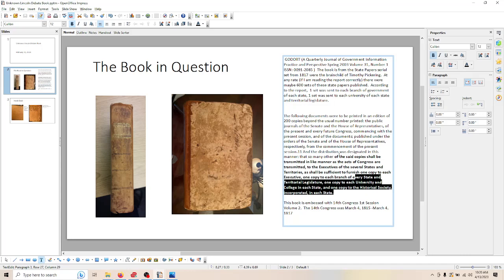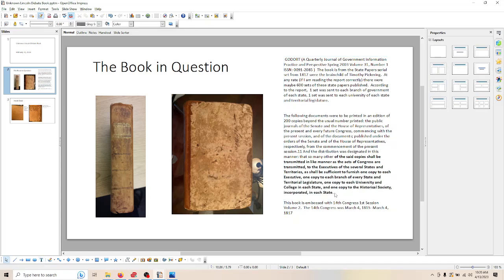There are not a lot of copies of these, very few. Of the said copy, these copies shall be transmitted in like manner as the acts of Congress are transmitted to the executives of the several states and territories, and shall be sufficient to furnish one copy to each executive, one copy to each branch of every state and territorial legislature, one copy to each university and college in each state, and one copy to the Historical Society incorporated in each state.